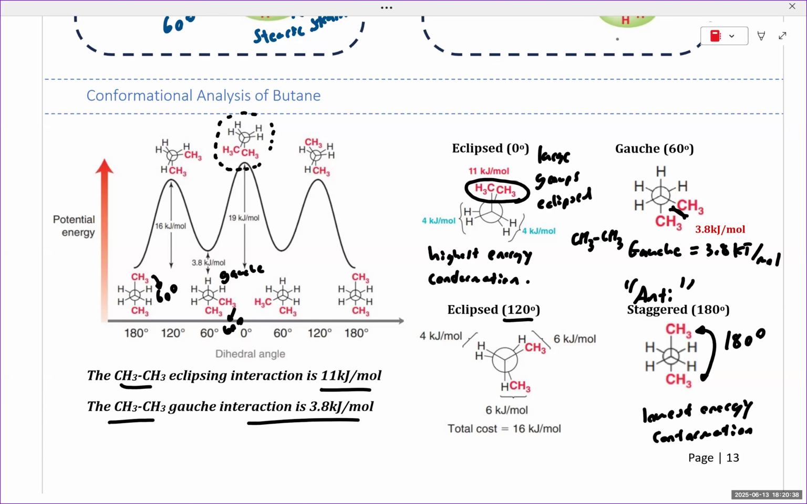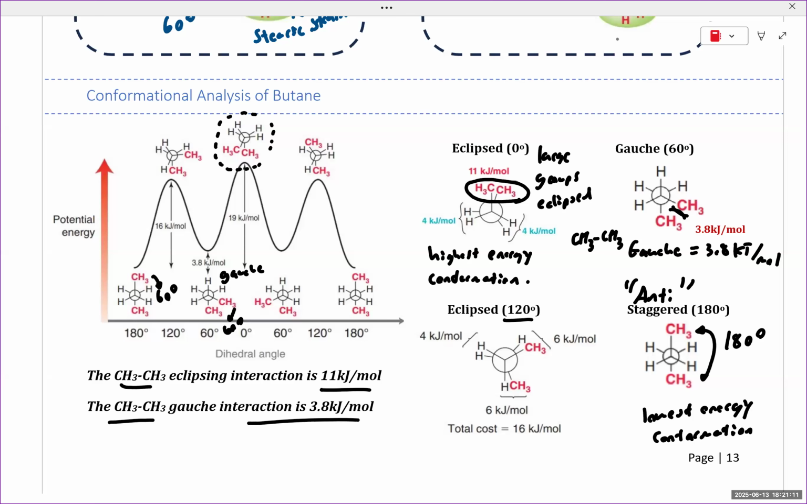So again, the way to generate this graph of energy as a function of dihedral angle is you start with your two largest substituents, you place them eclipsed or anti to one another, you calculate the energy, you rotate your carbon-carbon bond 60 degrees, you observe the conformation, and you continue rotating the carbon-carbon bond sequentially by 60 degrees and calculate the total strain for each of the conformations observed.